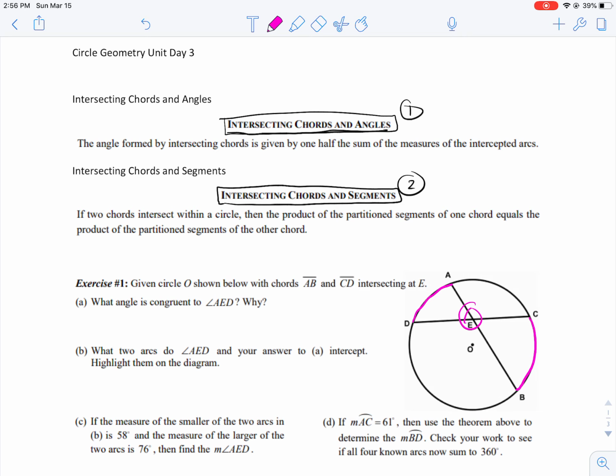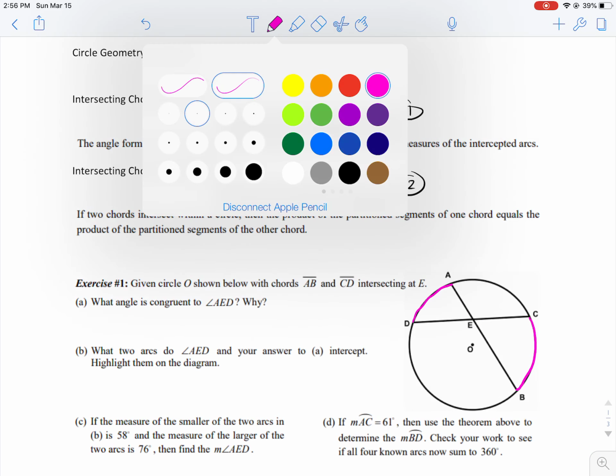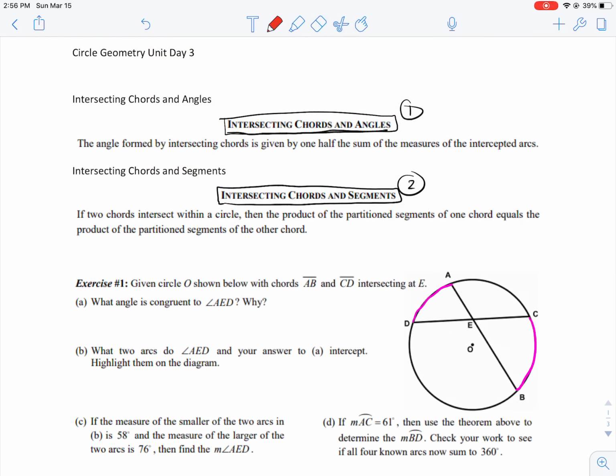Let me repeat that. What I'm saying here is that, in this case, AED is equal to this piece plus this piece divided by 2. So it's basically 1/2 of the sum of the measures of the intercepted arcs. In this case our intercepted arcs are AD and CB. And you might ask, why not the other two? Well, we're just talking about this particular angle here.